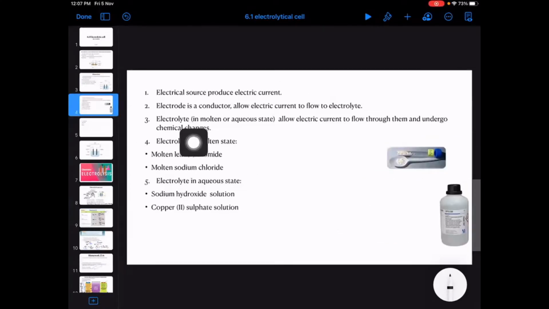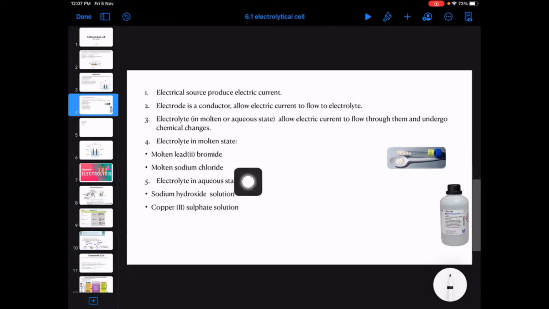The electrolyte, either in molten or aqueous state, must allow electric current to flow through. When the electric current flows through them, they will undergo chemical change. This means they will undergo chemical reaction. Now, very, very important, the electrolyte must be in molten state or aqueous.